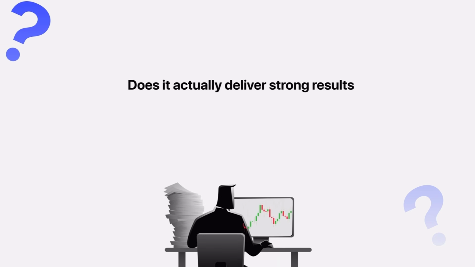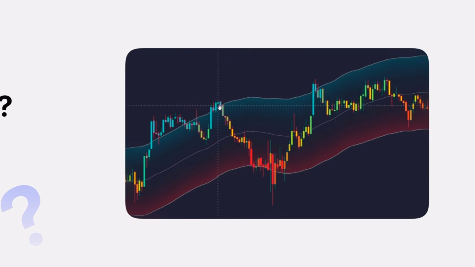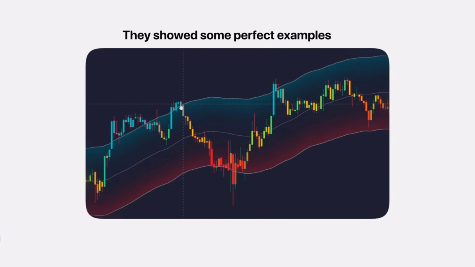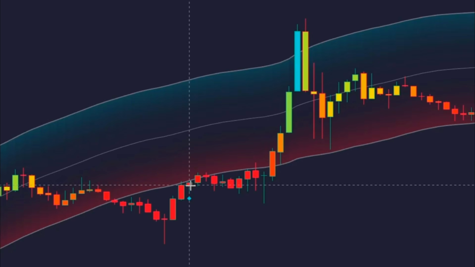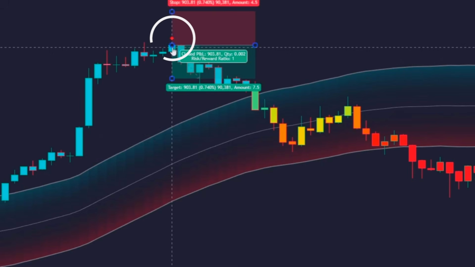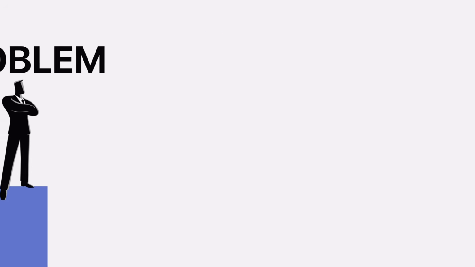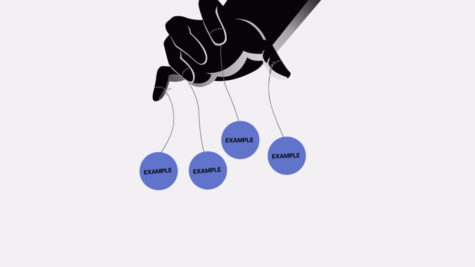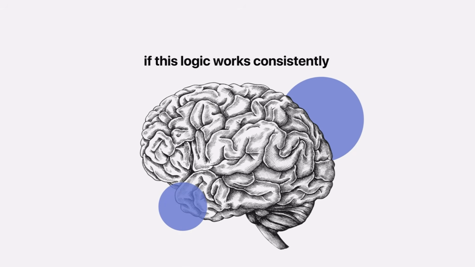The real question is, does it actually deliver strong results in live market conditions? In the initial video I watched, they showed some perfect examples, where a blue reversal diamond appears and price immediately bounces upwards, or a red diamond pops up and price just drops. It looks like magic. But that's the problem, it's only a few hand-picked examples. But what I really want to know is if this logic works consistently.